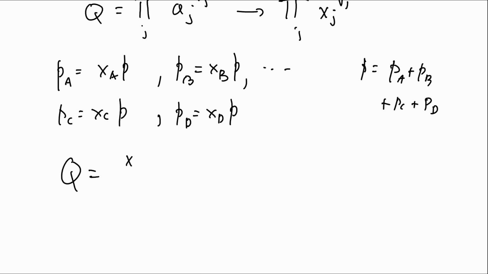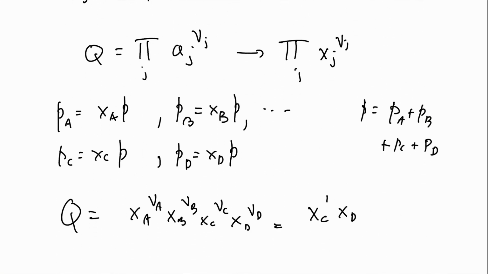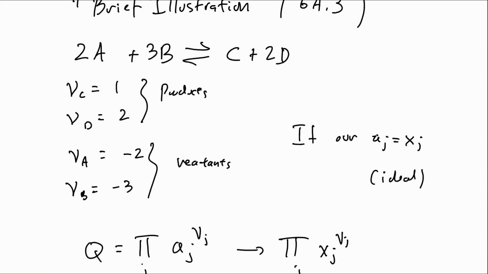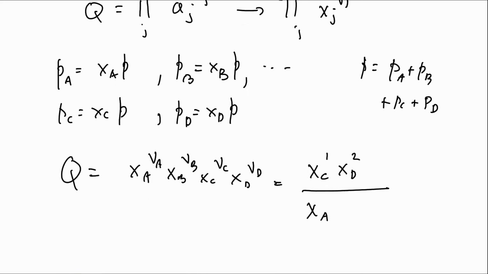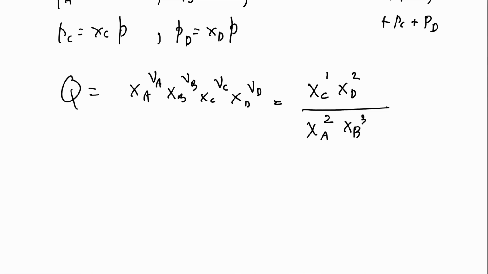And my Q is going to be x sub c to the nu sub c. Well, let me write it like this. X sub a to the nu sub a, x sub b to the nu sub b, x sub c to the nu sub c, x sub d to the nu sub d. And if I work that out, I've got x sub c to the first power, x sub d squared, and in the denominator, now we're getting somewhere, right? We're actually seeing what these things are, x sub a squared and x sub b cubed. And we're good because this thing is dimensionless, as it's supposed to be.